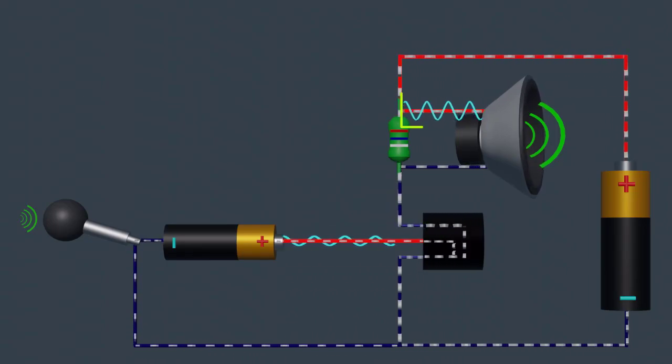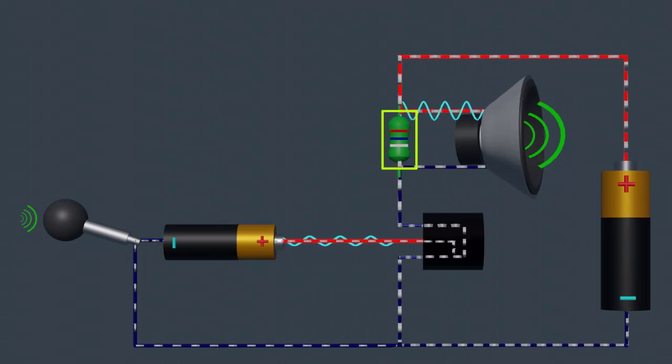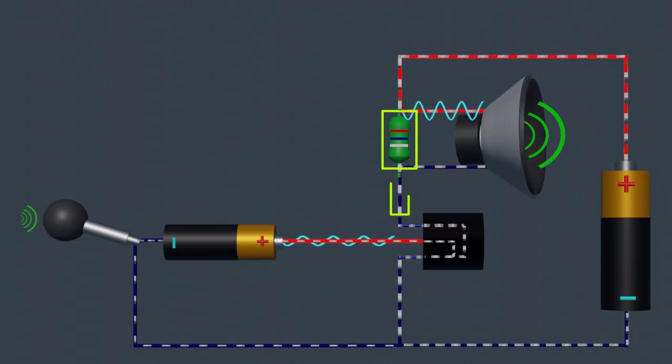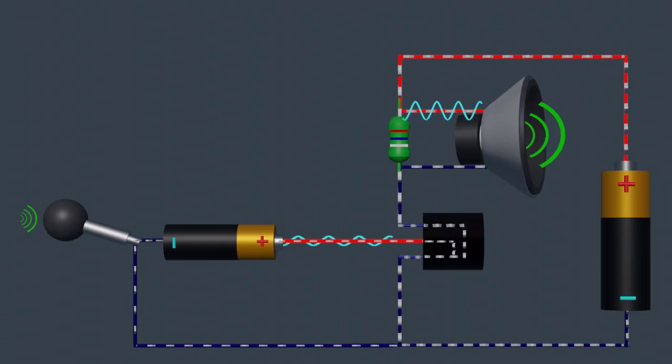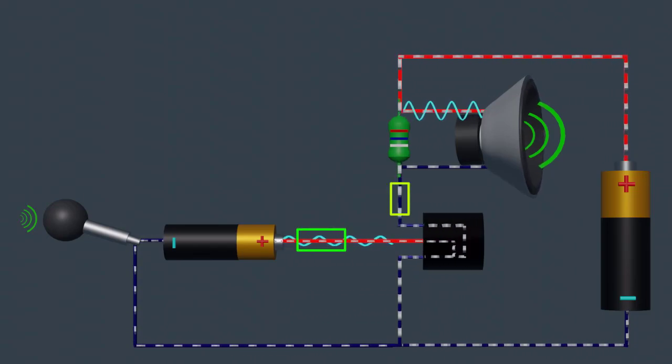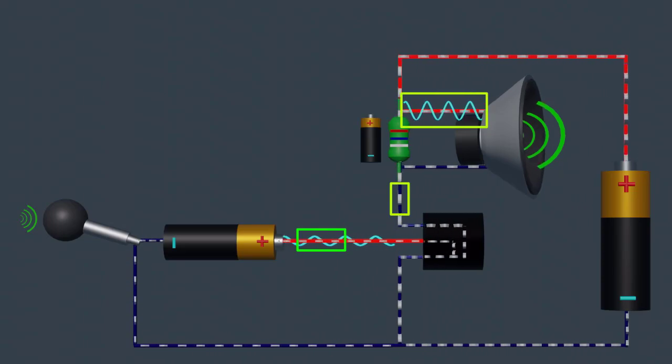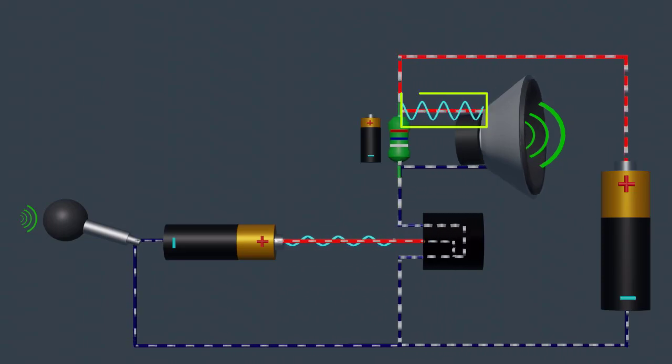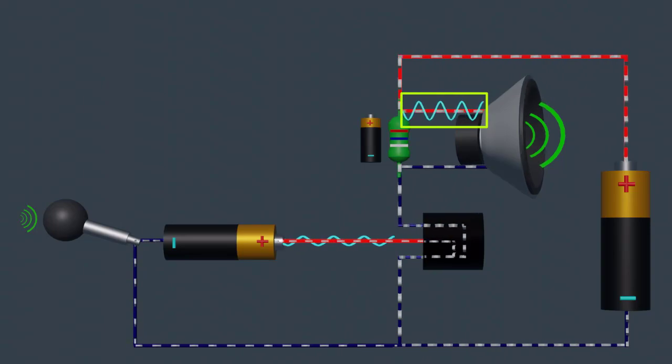To extract the amplified signal, a load resistance is connected in series with the collector terminal. The varying collector current, modulated by the input signal, results in a varying voltage drop across this load resistor. This voltage is the amplified output signal.